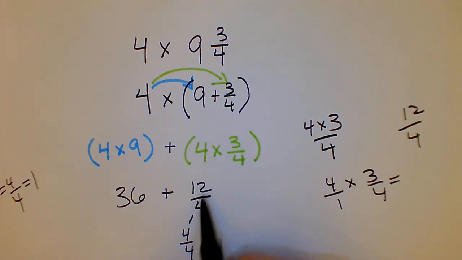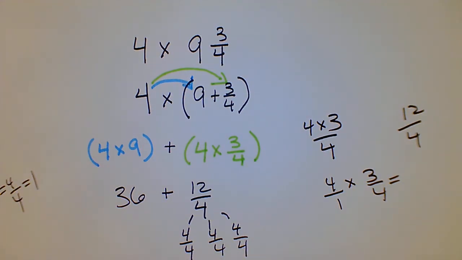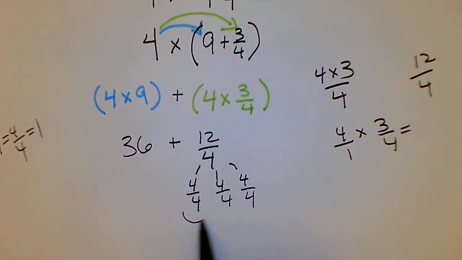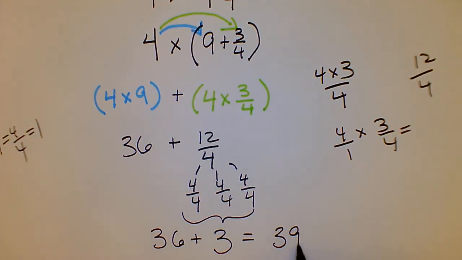So I had 12 pieces, I put 4 there. Let me put another 4 here, so now we're up to 8. And now let me put another 4 here. So now we're actually up to 12/4. And that's like saying 1 whole plus 1 whole plus 1 whole. So let me go ahead and jot that for us. So this actually becomes 3 wholes. So we have 36 plus 3 wholes, which is 39.